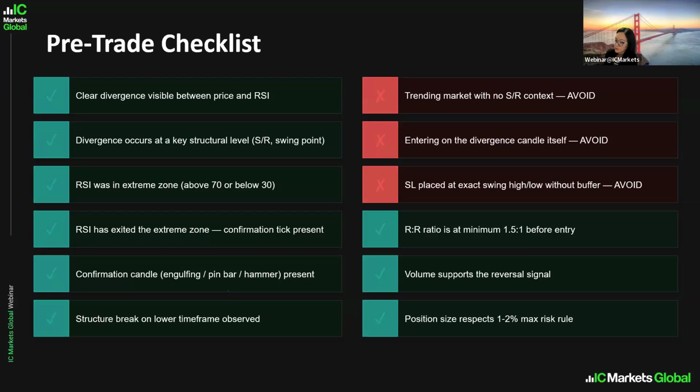Second, the divergence occurs at a key structure level, support, resistance, or at the swing high or swing low. Third, RSI was in the extreme zone above 70 or below 30 or so. RSI has exited the extreme zone, confirmation tick present. Confirmation candles such as an engulfing candle, pin bar, or hammer at the key level, and a structure break on the lower time frame observed, then you can short.